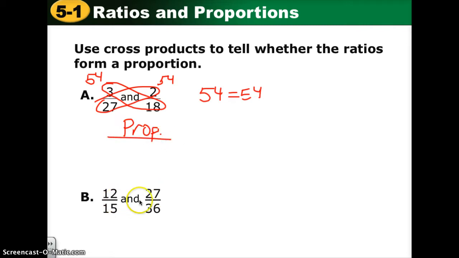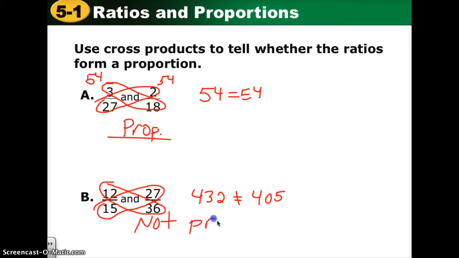If we check 12/15 and 27/36, we multiply 12 times 36, we get 432. We multiply 15 by 27, we get 405. So just like we found out when we simplified the ratios, if we use cross products, they also show us that they do not come out equal, so these are not a proportion.